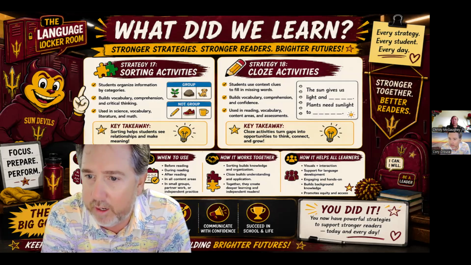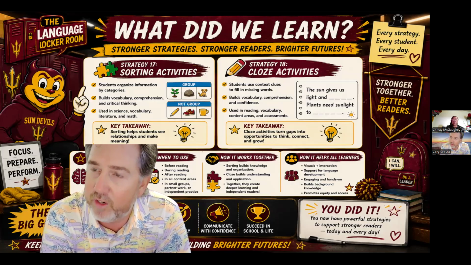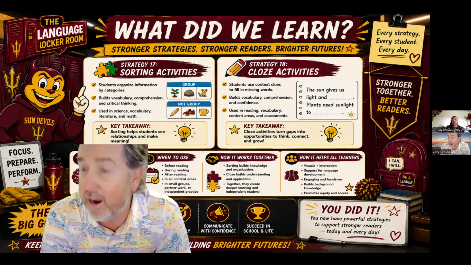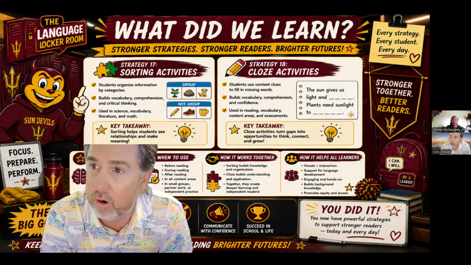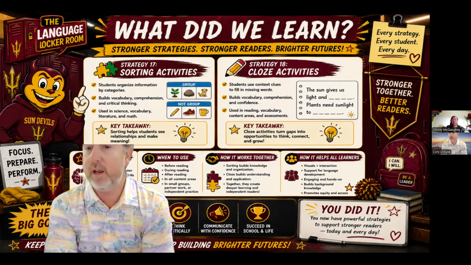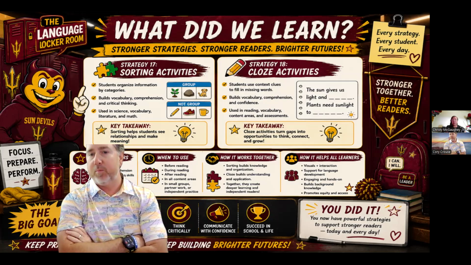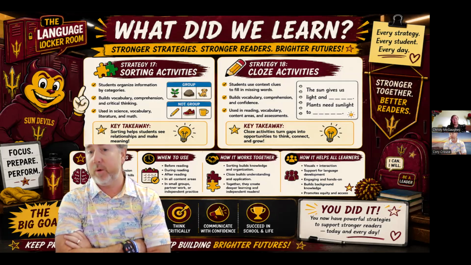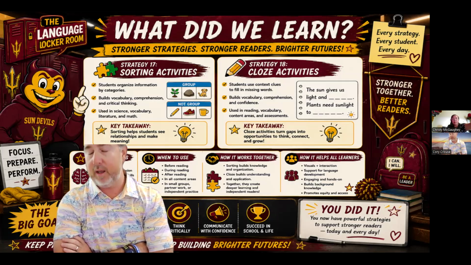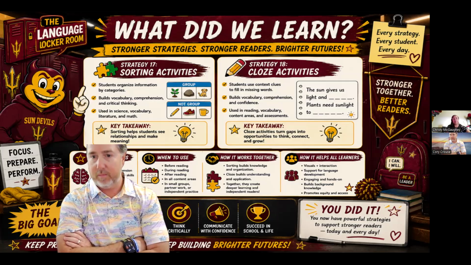It helps with all learners as it's visual, it's interactive, supports language development, engaging and hands-on, builds background knowledge, and promotes equity and access to it all. Yeah, two very important strategies.